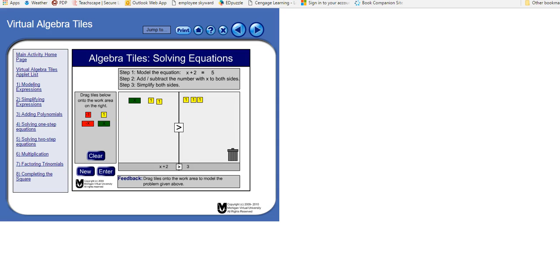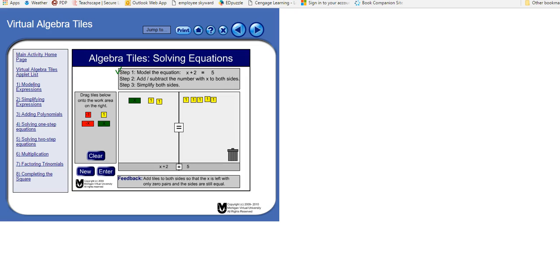Now you might see in the middle here, there was an equal sign, and right now it says greater than because I haven't finished setting it up. Once I set it up, good, we're set equal to each other. So the idea of solving equations is we're trying to get our unknown, or our x in this case, by itself. So we have to move some numbers around so that we can get that by itself.